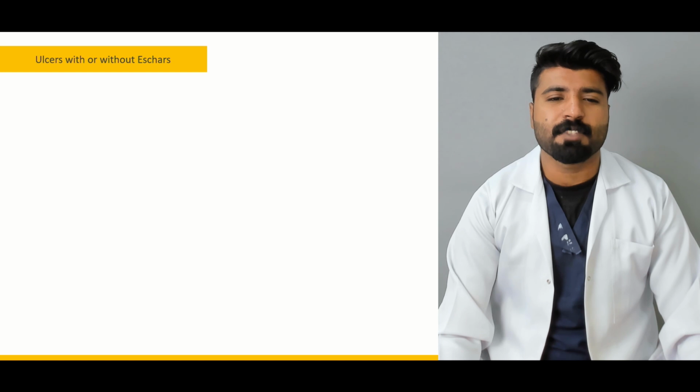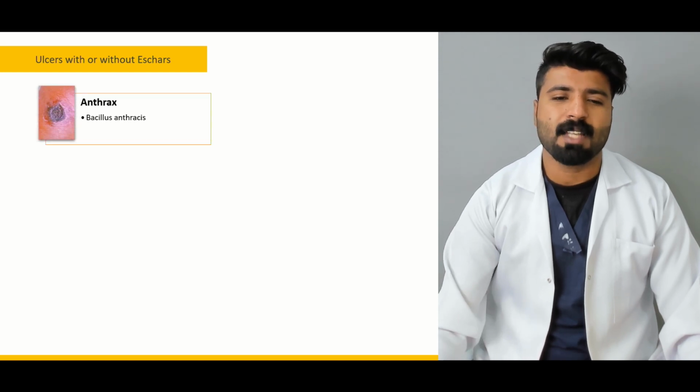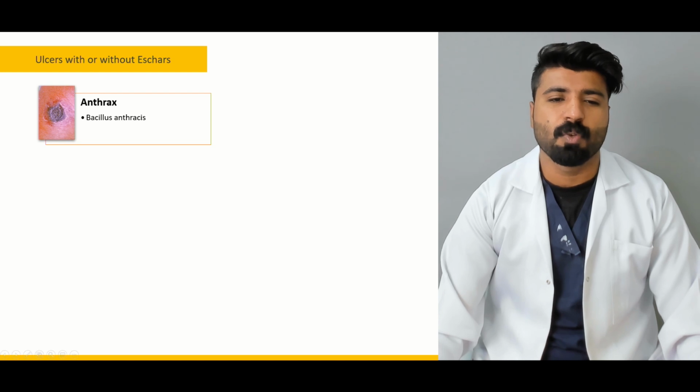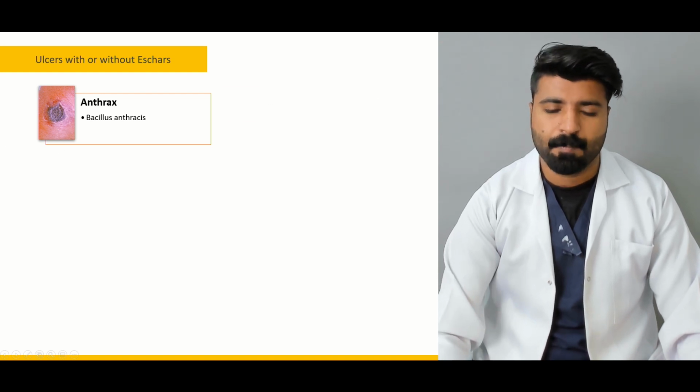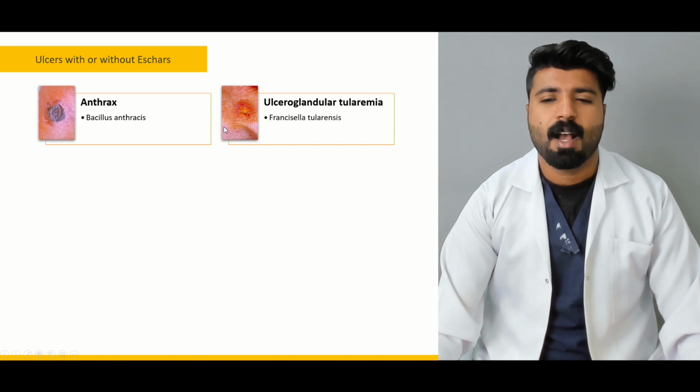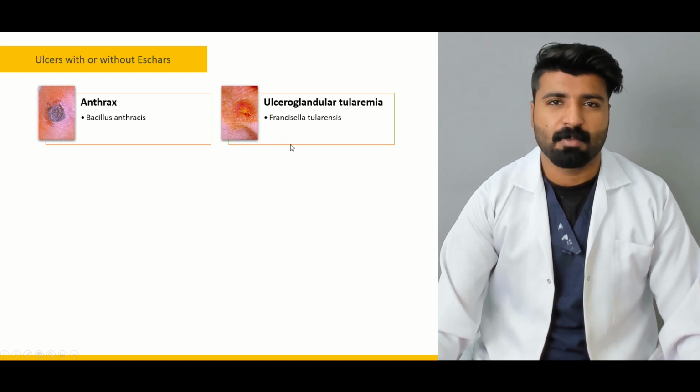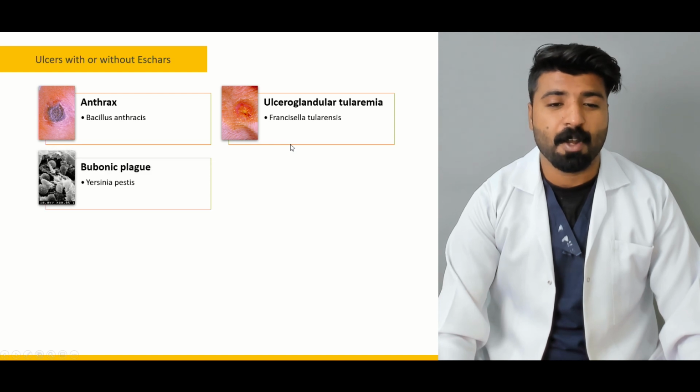Next on, we have ulcers with or without eschars. Now let's talk about these ulcers which lead to the with or without eschar state. First of all, we have anthrax, which is caused by the organism Bacillus anthracis. Next on, we have ulceroglandular tularemia, which is caused by Francisella tularensis. So, difficult names to pronounce.